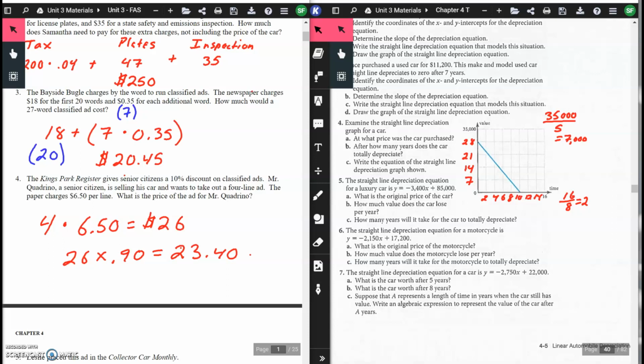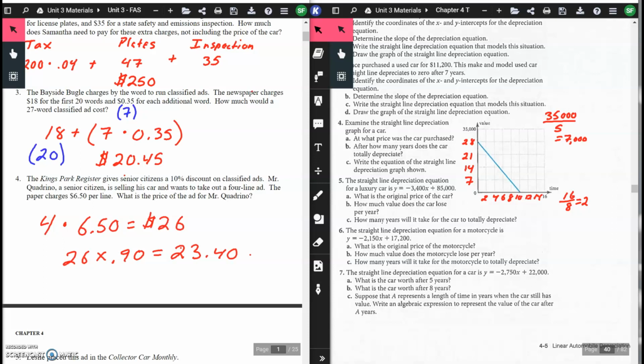Question 4. The Kings Park Register gives senior citizens a 10% discount on classified ads. Mr. Quadrino, a senior citizen, is selling his car and wants to take out a 4-line ad. The paper charges $6.50 per line. Okay, what is the price for the ad? So 4 lines times $6.50 per line, okay, so a simple multiplication gives you $26.